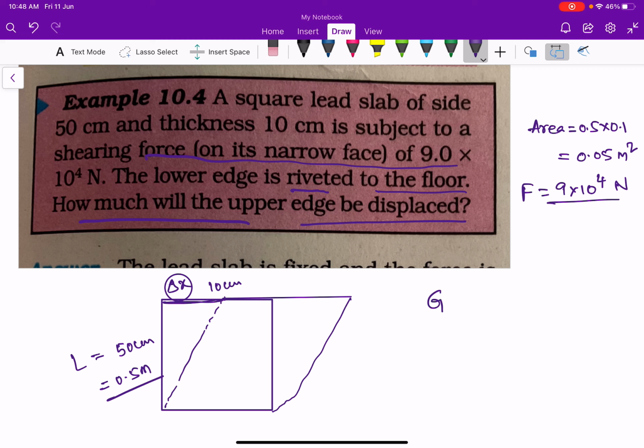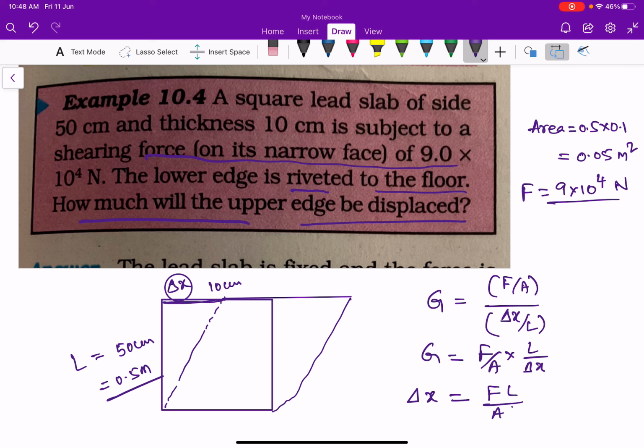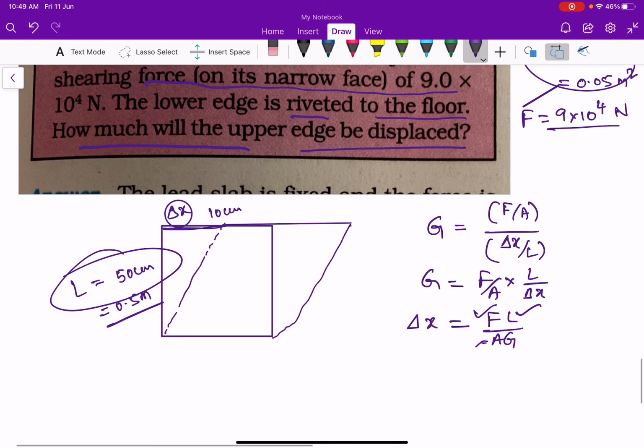We know that shear modulus G is equal to force per unit area divided by delta x by L. So G is equal to F by A into L by delta x. So here delta x is equal to F into L by A into G. Here F value is given, length L is equal to 0.5 meters, and area we found out, and G value, shear modulus, is given in the table in the textbook.